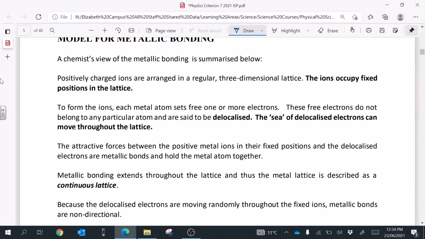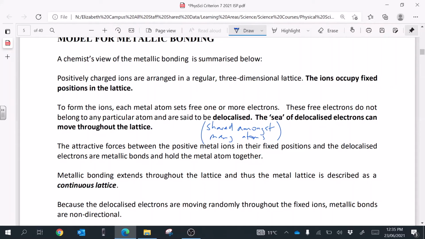These free electrons do not belong to any particular atom and are said to be delocalized. So they can be shared amongst many. That's what delocalized means, shared amongst many atoms. The sea of delocalized electrons can move throughout the lattice. So the attractive forces between the positive metal ions in their fixed positions and the delocalized electrons are metallic bonds and hold the metal atoms together.